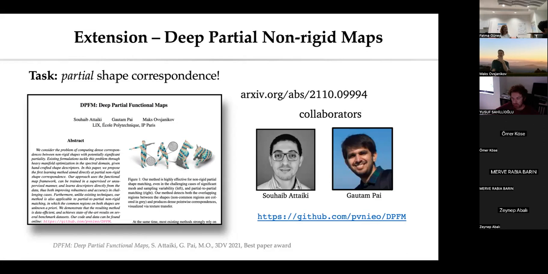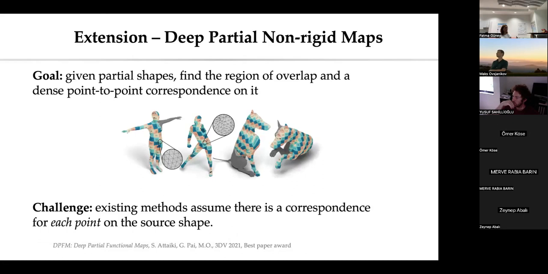So the first project is on partial shape correspondence, what we call deep partial functional maps. This is joint work with my student Souhaib and Or Litany. Basically, so far I've been talking about finding mappings or correspondences between shapes where for every input point there is some target.